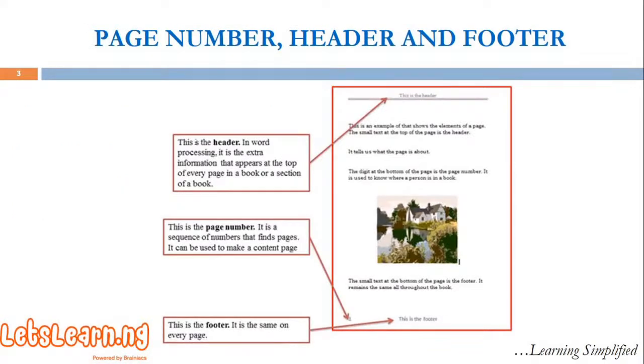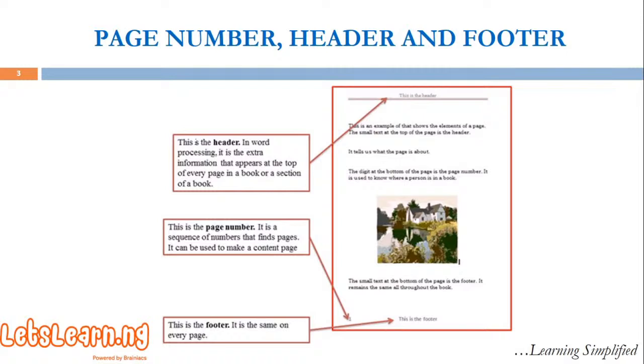You might wonder, what are page numbers, header, and footer, and why is it relevant to a document? This is a sample of a document. A header appears at the top, a footer appears at the bottom. A page number can appear in either the bottom or the top, depending on where you want to locate your numbering.